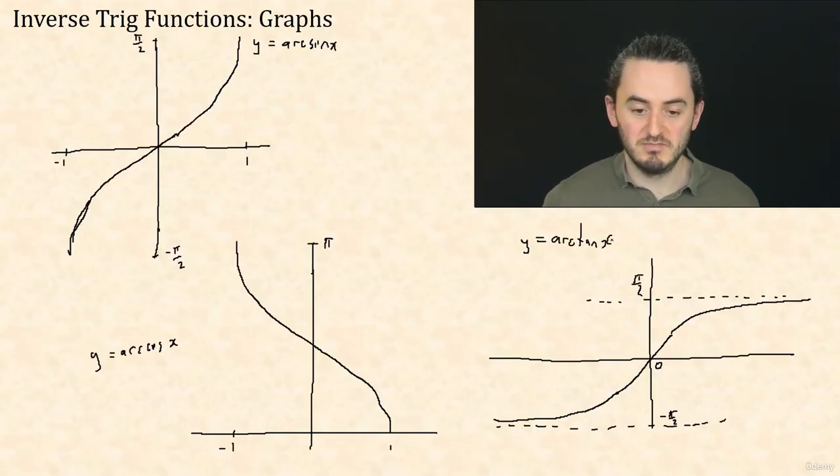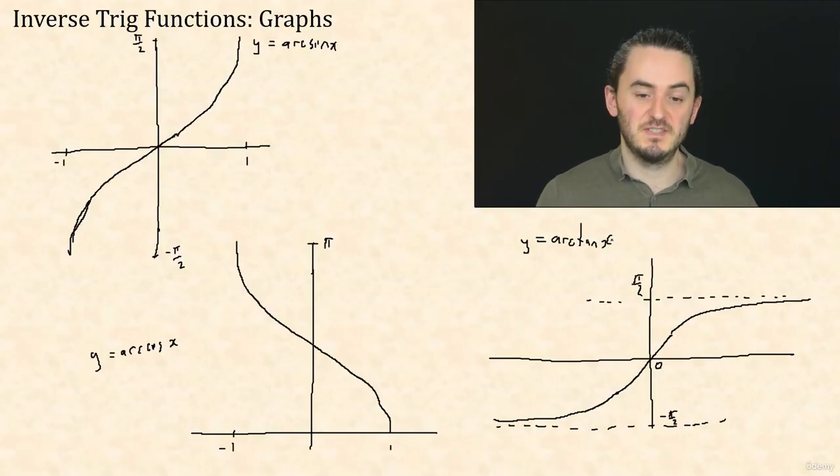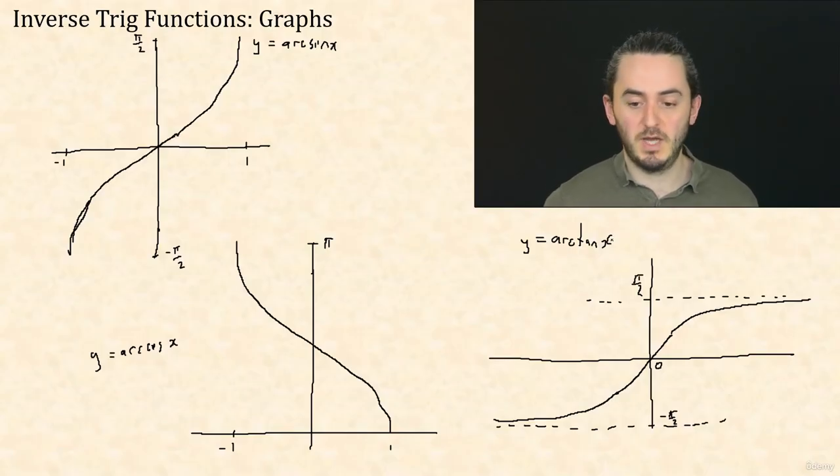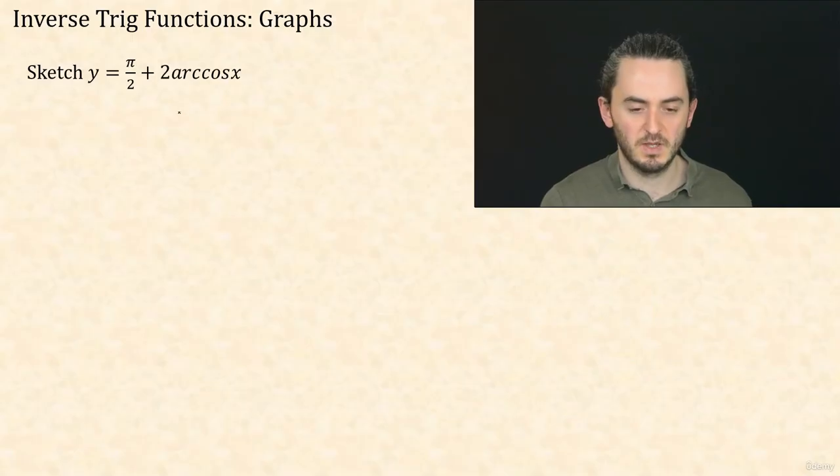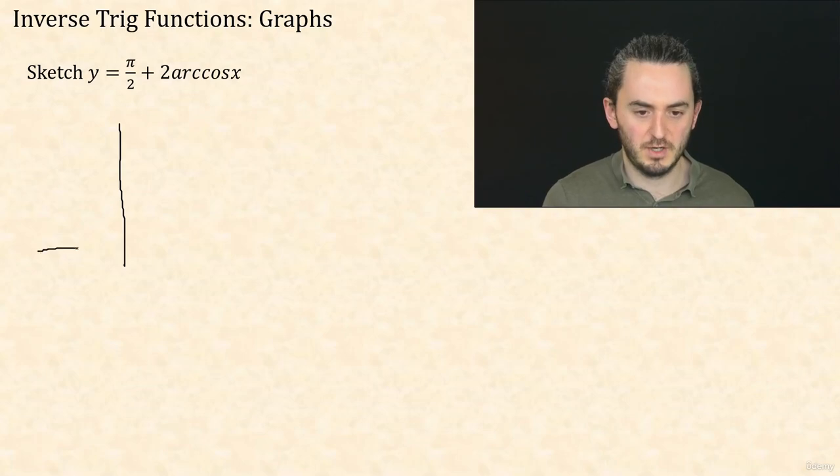All right, so you need to be able to plot those, or rather sketch them, and then we need to be able to sketch some transformations of those. So let's have a look at doing that now. Okay, so can we sketch y equals pi over 2 plus 2 arc cos x? We should build this up one step at a time. So I'd start by just giving yourself a very rough sketch of arc cos x.